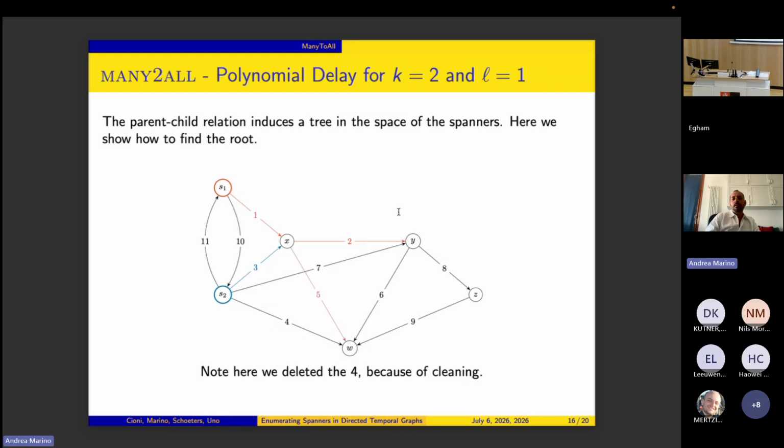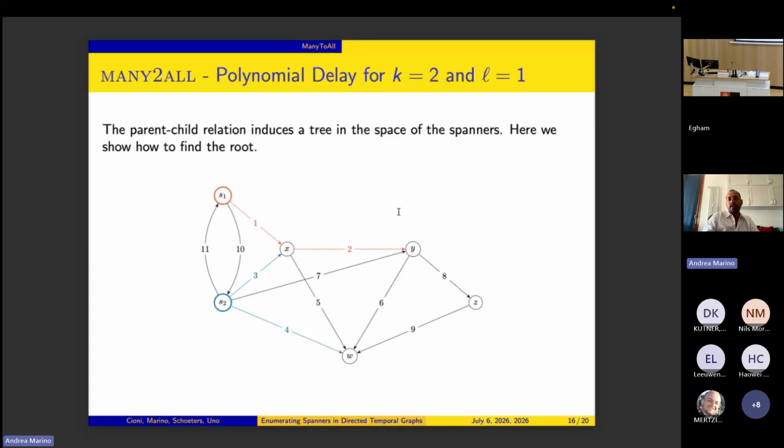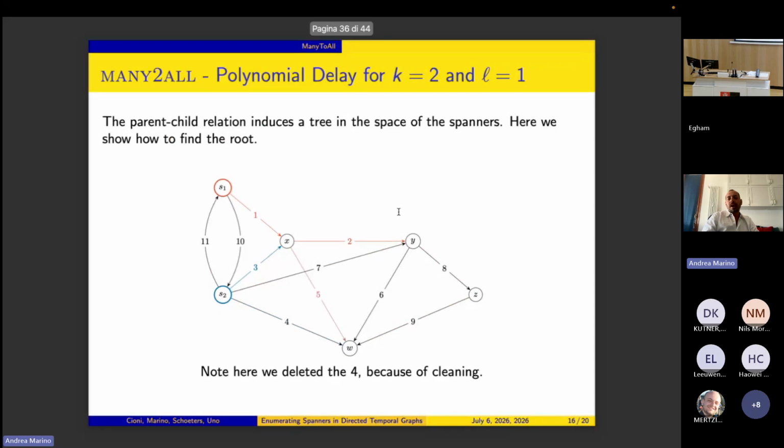putting 5. 5 is bringing me to remove 4, because if I keep 4, then I would violate the minimality constraint. So there is some cleaning involved, in which if 5 is improving, because indeed 5 is letting S1 reach one guy more, then I have to clean something else. And we have a cleaning procedure that is taking care of this.